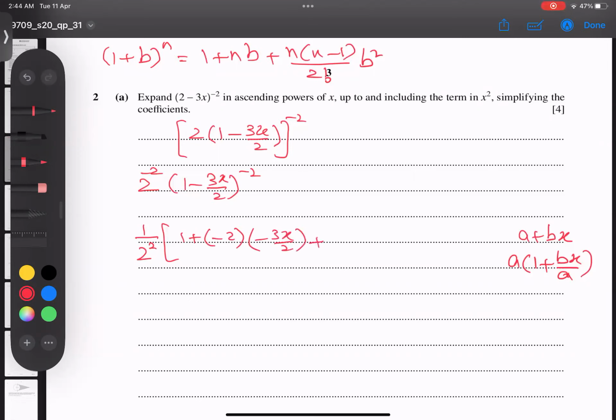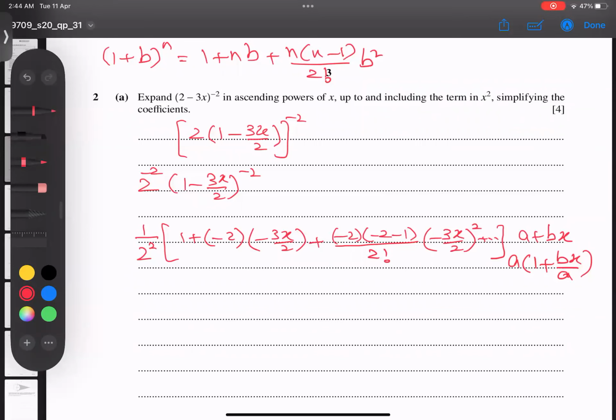Be careful about it. Now this n is the power, so n times (n minus 1). Same story here, power -2, so -2 times (-2 minus 1) over 2 factorial, and times the square of the second value, b. No need to expand further, that is enough.